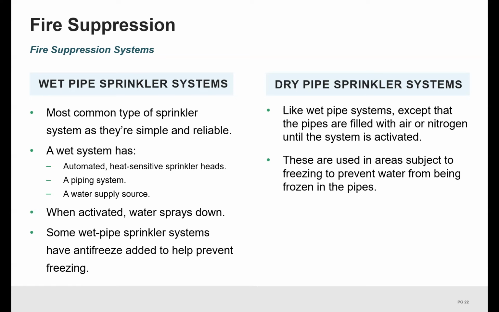Dry pipe systems are used if the piping is subjected to freezing. The pipes in the ceiling are dry, meaning that they are filled with air or nitrogen under pressure, not water, until the system is activated. Then the water source is unplugged, allowing water to flow through.